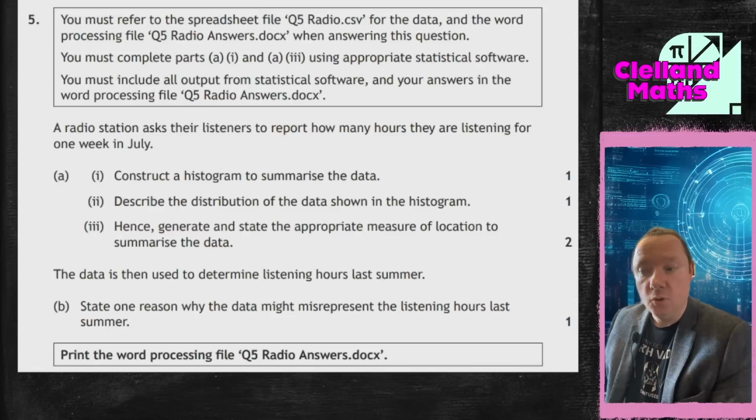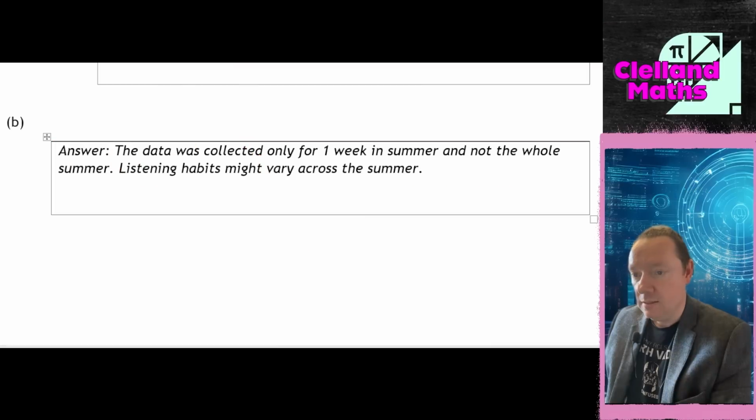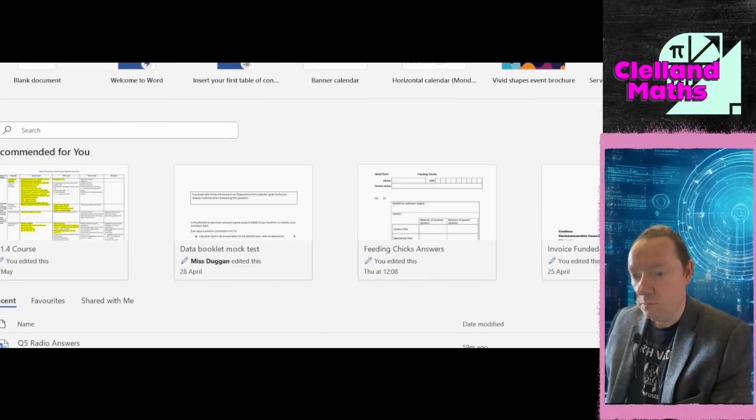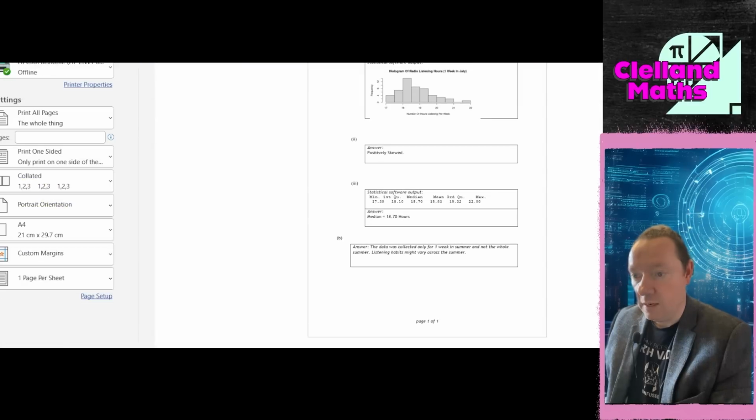Print the word processing file Q5 radio answers. So how to print, just in case. File, print, then print it. Nothing there. That's it. And that's that question done.